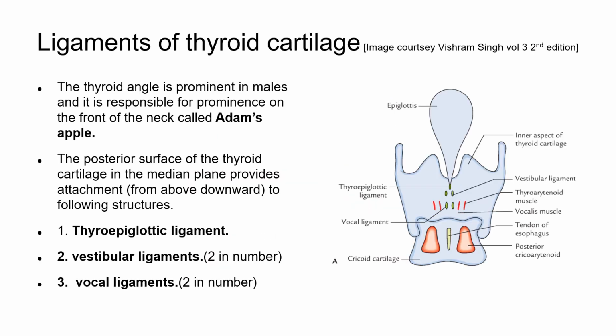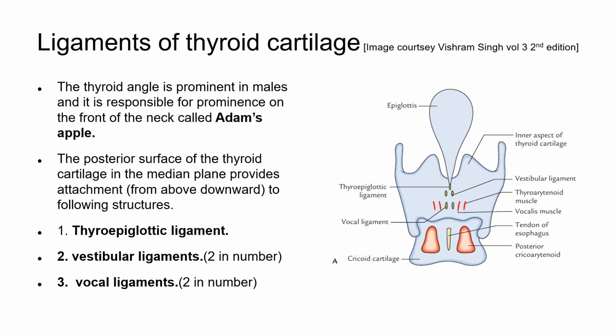So now let's see the ligaments of the thyroid cartilage. As we have already seen, the laryngeal cartilages are attached with some ligaments, and also some muscles are taking attachment over them. So let's see it individually, starting with the thyroid cartilage. As I have already mentioned, and I'm again pointing in this slide, the laryngeal prominence, which is formed by the thyroid angle, in males we can see in the front of the neck, and it is called the Adam's apple.